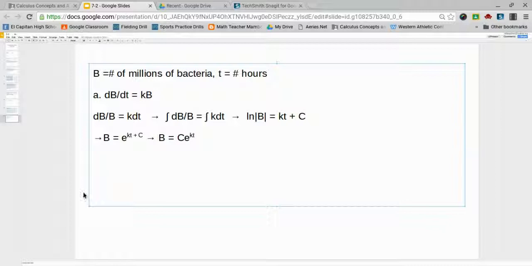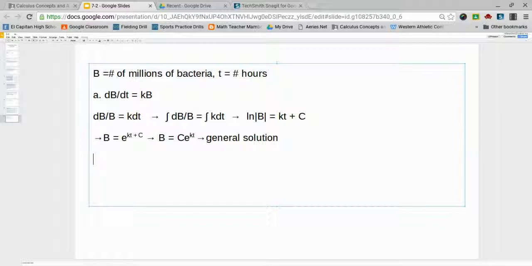Okay, so this is my general solution right now, and it is, I solve for the number of bacteria as a function of time, and it is my general solution. So let me put that, general solution. Okay, so there's part A.